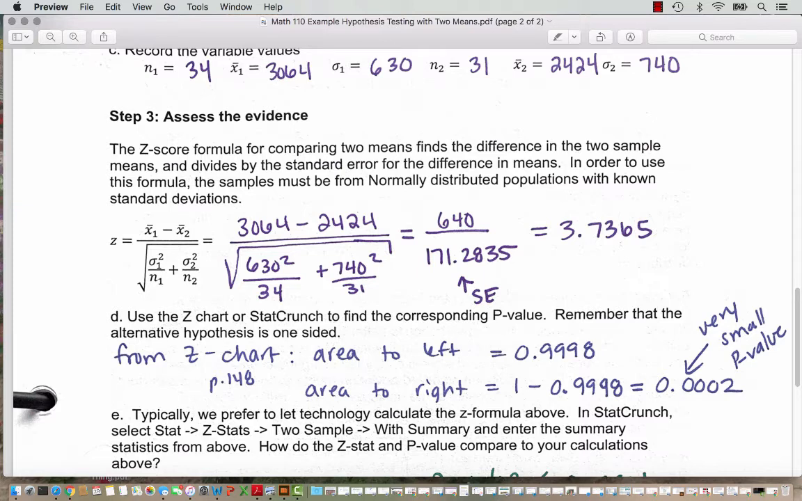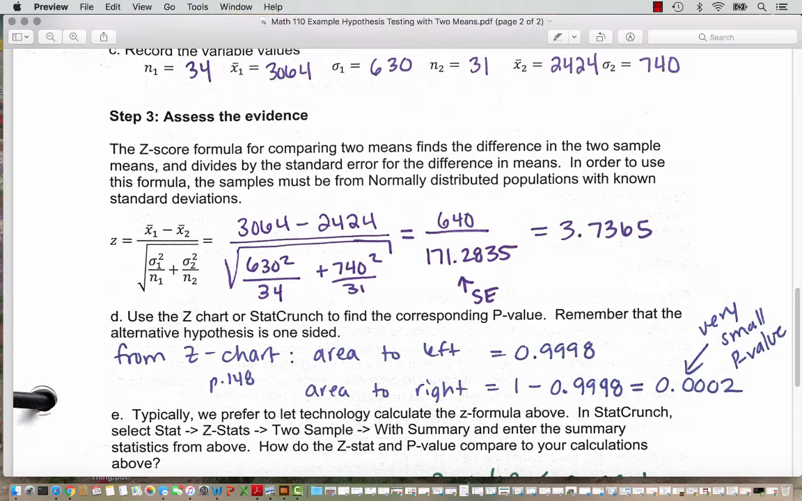I don't like to do this calculation by hand. I make mistakes pretty easily with decimals and rounding, and you've showed me already that you can square and divide and add and square root numbers, so I don't need to check you in your basic arithmetic. So be good to yourself and let StatCrunch do this calculation for you. So to find the z-score here, we take the 640 and divide by the standard error, and we get right around 3.7365.